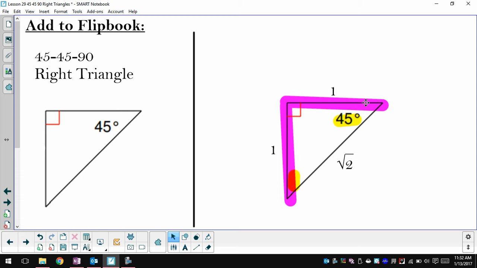If each of these two legs is one unit, then the hypotenuse, the side across from 90, is root 2 units. So these two legs are the same. In this general right triangle, we call them 1, and the hypotenuse is root 2. That might be horribly confusing, so let's do an example because I think it might be a little bit clearer just by doing an example.